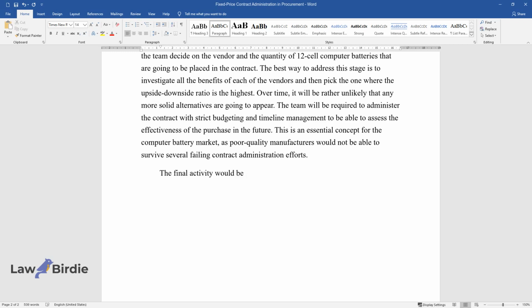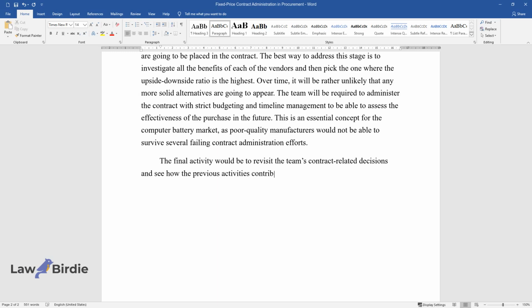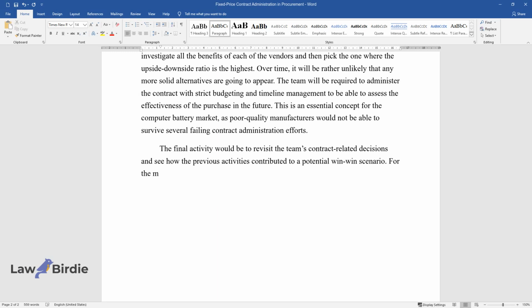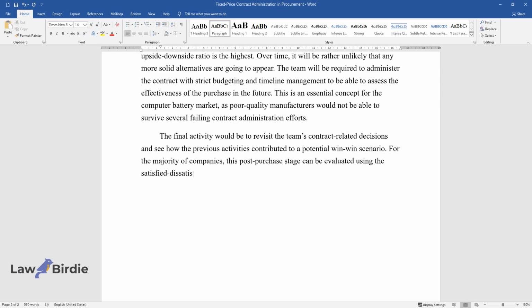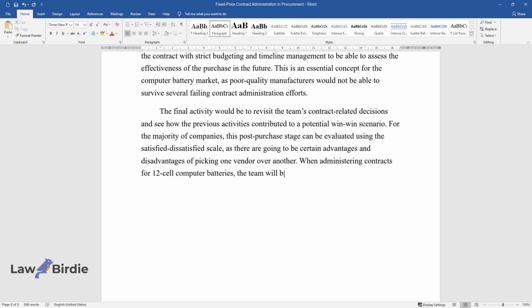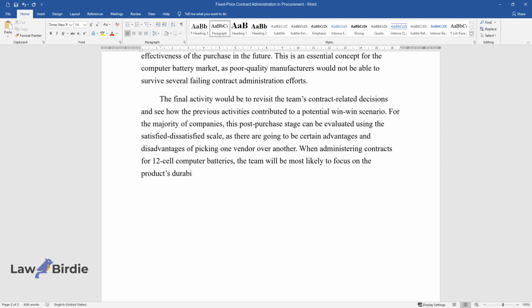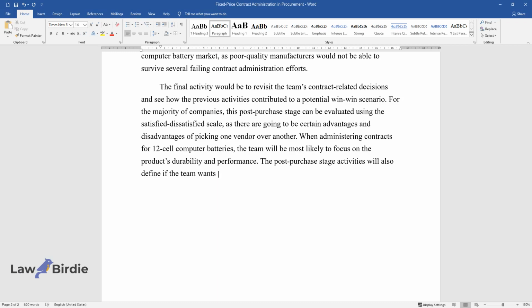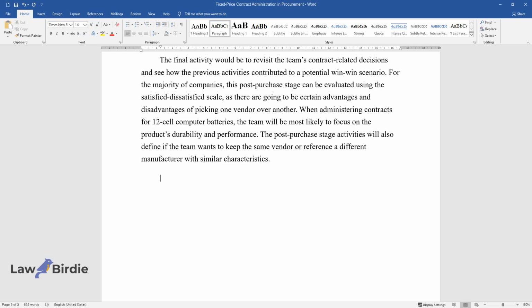The final activity would be to revisit the team's contract-related decisions and see how the previous activities contributed to a potential win-win scenario. For the majority of companies, this post-purchase stage can be evaluated using the satisfied-dissatisfied scale, as there are going to be certain advantages and disadvantages of picking one vendor over another. When administering contracts for 12-cell computer batteries, the team will be most likely to focus on the product's durability and performance. The post-purchase stage activities will also define if the team wants to keep the same vendor or reference a different manufacturer with similar characteristics.